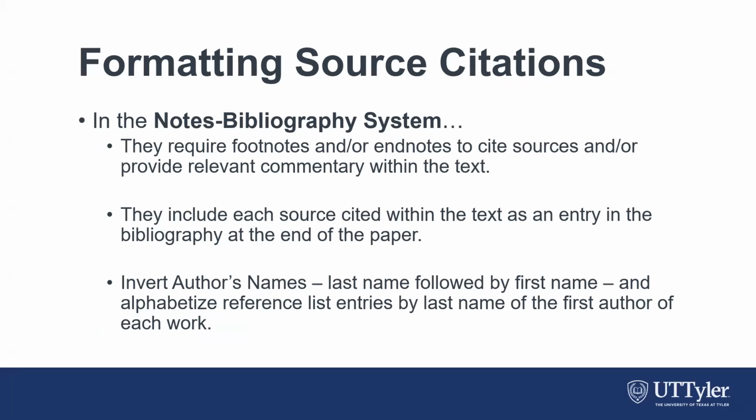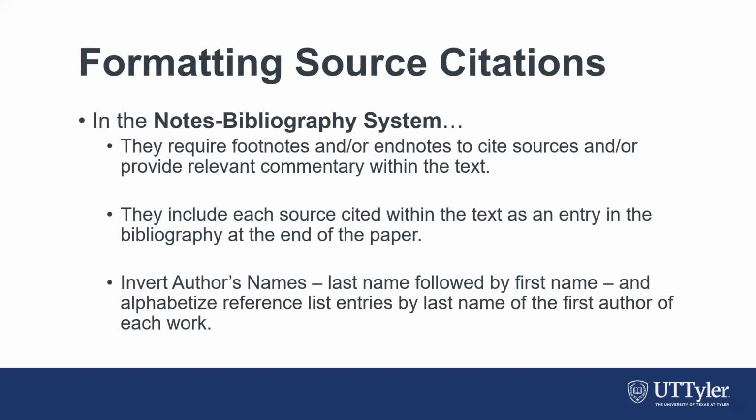In the NB system, they require footnotes and endnotes to cite sources and provide relevant commentary within the text. And they include each source cited within the text as an entry in the bibliography at the end of the paper. You invert authors' names, last name followed by first name, and alphabetize reference list entries by last name of the first author of each work.